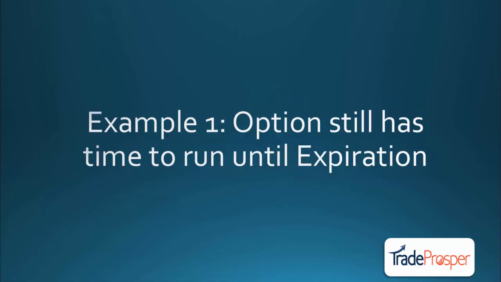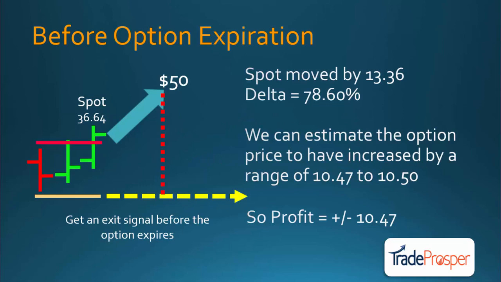So let's look at example 1. We get an exit signal before the option has reached its expiration date. So with the actual spot being up at 50 now, we can close the position by selling the call option back into the market. And we can estimate the option's price movements as follows.